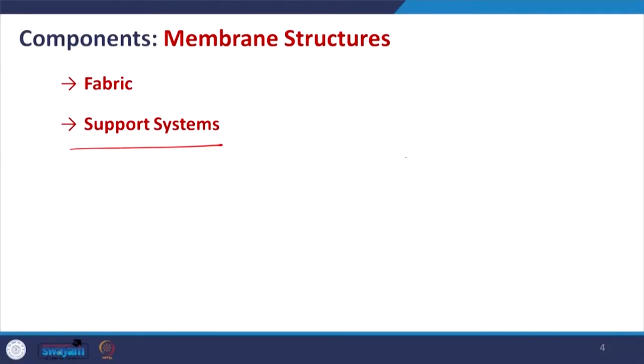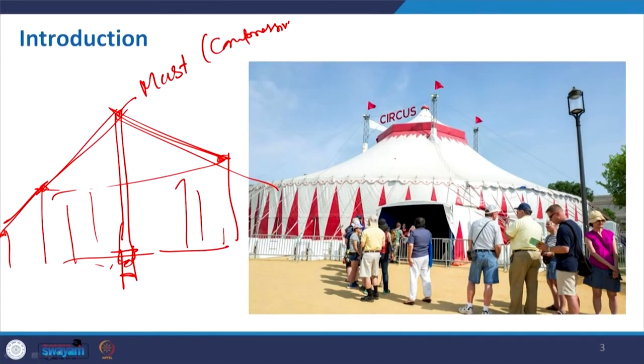The other component is your support system. In the support system, it may be a single mast, or it may be just a tension cable, like we have seen in the earlier example. Here, along with the mast, we have four masts, if you can see through. We have these posts and also a central post, which gives tension to all the cables. This kind of internal volume form is created so that it can serve the purpose of creating a circus tent and the like.